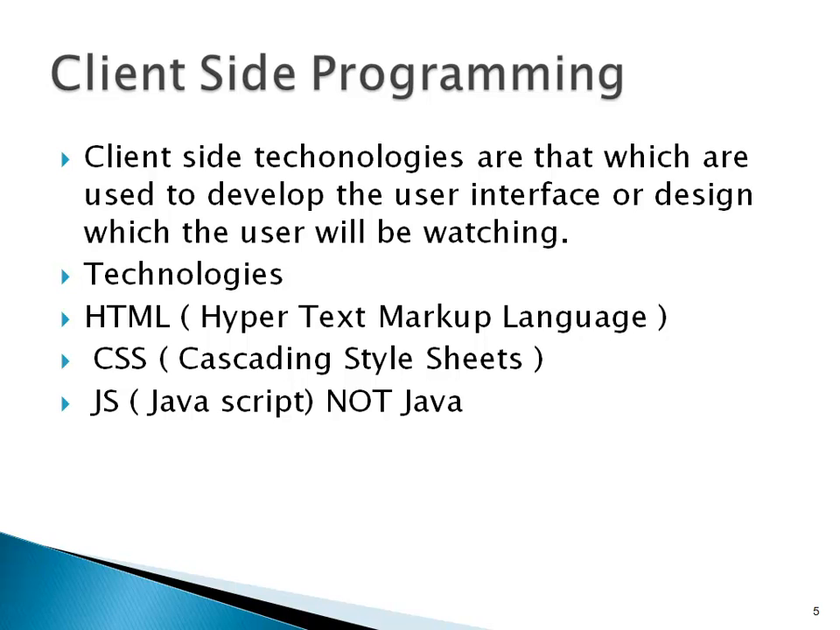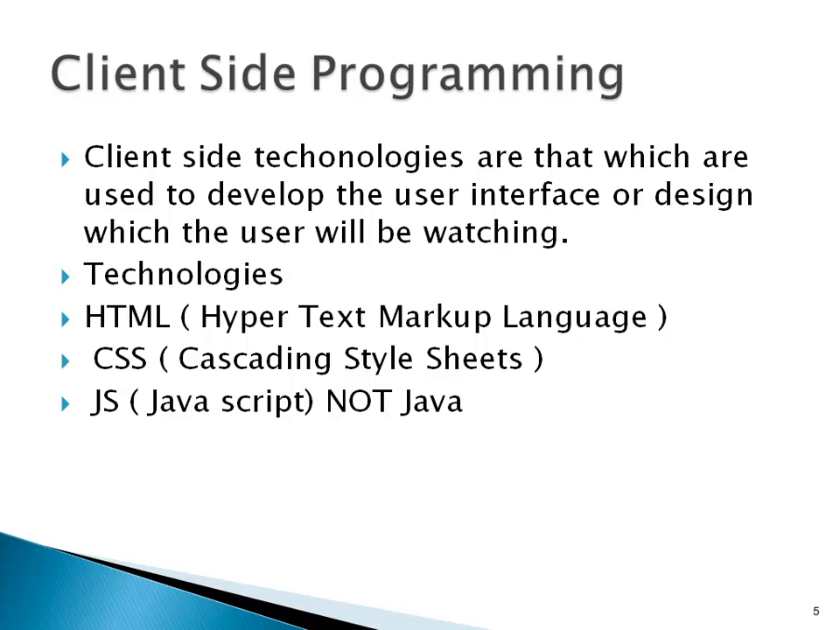Now there are a lot of web technologies. Before we go further, we should know there are two types of programming: client-side programming and server-side programming. Client-side technologies are used to develop the user interface, or the design that the user will be watching. For example, I am going to create a design for the user interface, for the input areas, text fields, menus, navigators, footer and header. I will explain it later.